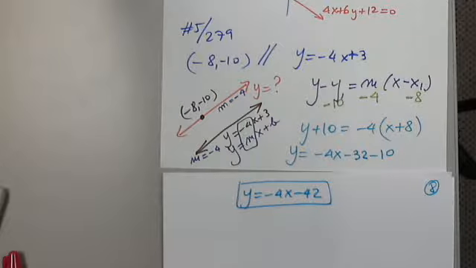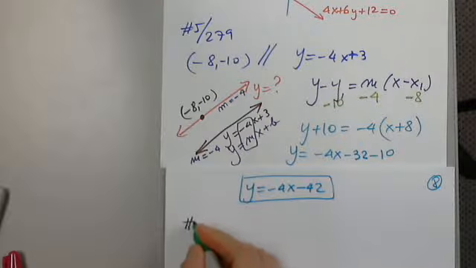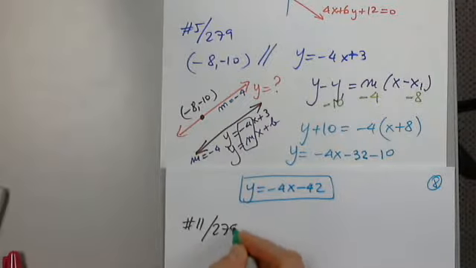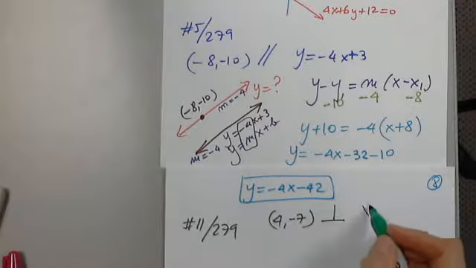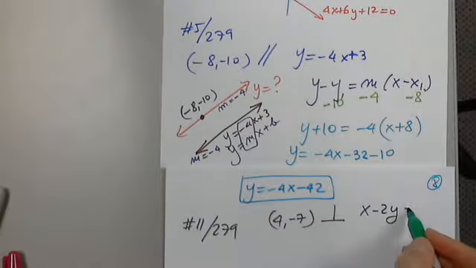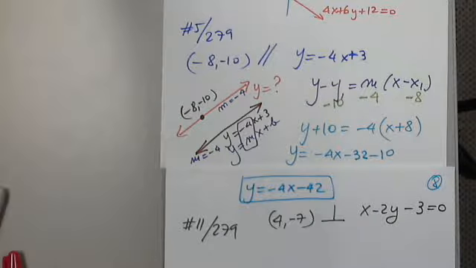Okay, let's look at one with perpendicular. Let's say 11, same page, 279. We are given a point which is 4, -7, and we are told that the equation passes through 4, -7 and is perpendicular to the line whose equation is x minus 2y minus 3 equals 0.